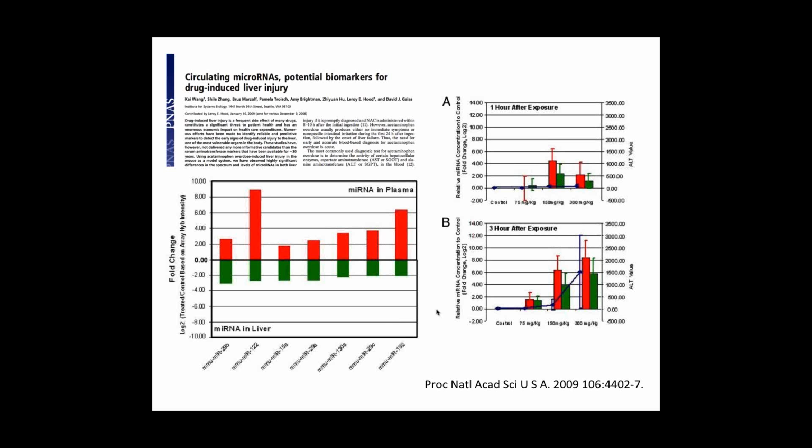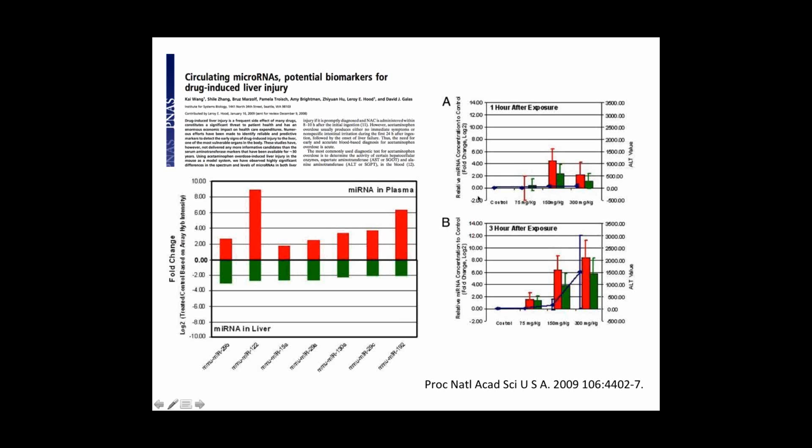So in this study, acetaminophen was used as the liver insult because it's a very well-characterized, dose-dependent liver toxicant. And what the authors found was microRNAs change in the plasma. The microRNA with the largest fold change in the plasma after exposure to acetaminophen was miR-122. At the same time, the authors looked at the microRNA levels in the liver, and they found that they go down.